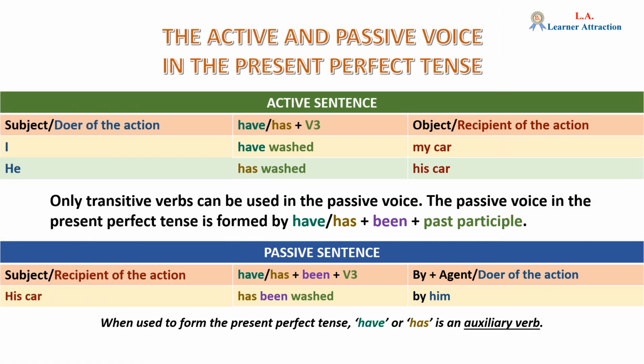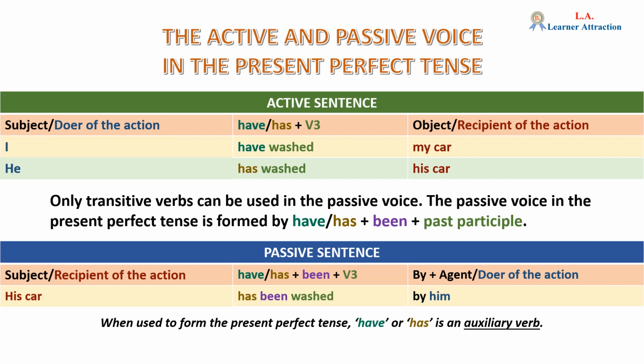The active and passive voice in the present perfect tense. Active sentence. The subject, or the doer of the action, I, plus have or has, plus verb 3: have washed. The object, or the recipient of the action: my car. I have washed my car.